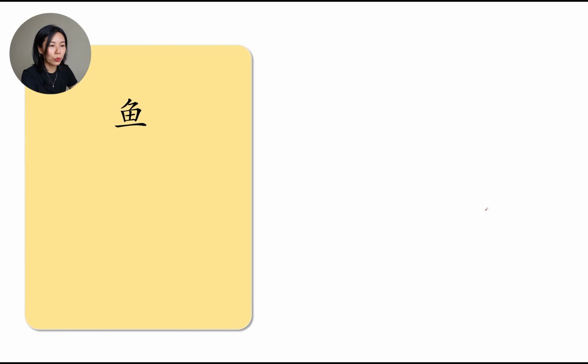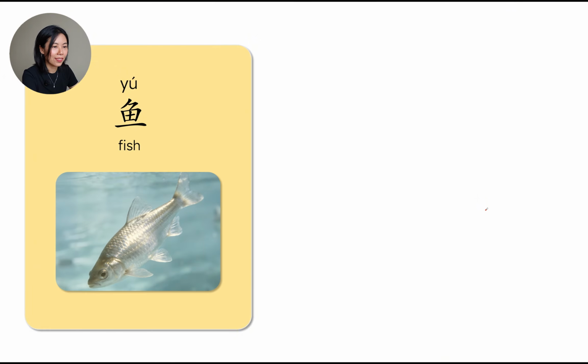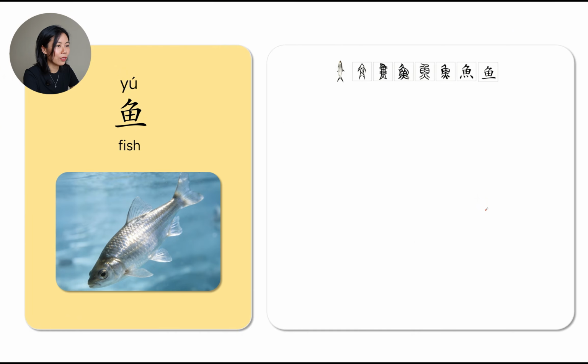Next one, 下一个鱼, fish. Here is the evolution of the character 鱼. You can see the very original form of the character 鱼. You can see this resembles the fish body, like this. Alright? And now let's learn to write the 鱼.